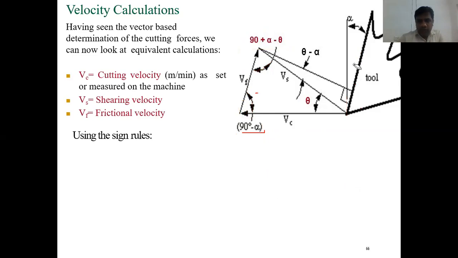So what is the sine rule? Can anybody tell me what the sine rule is?